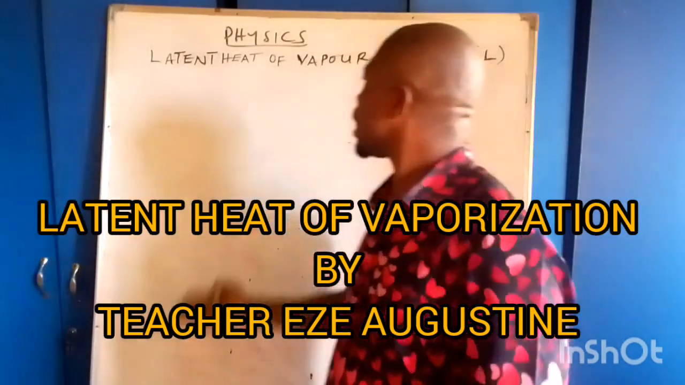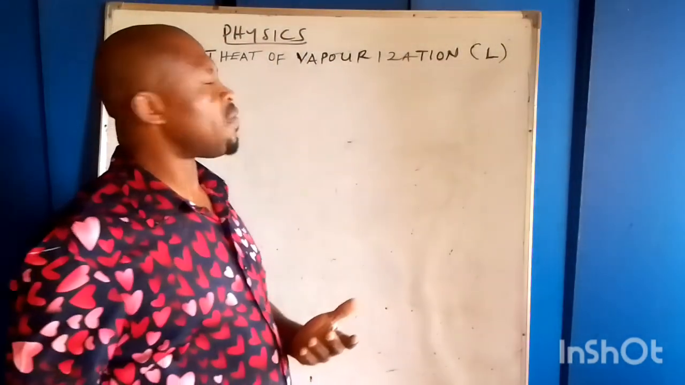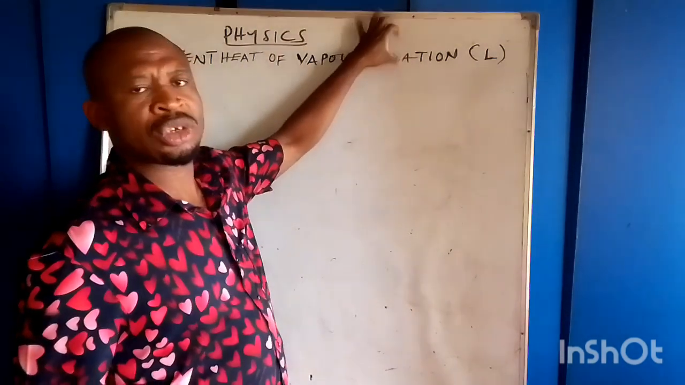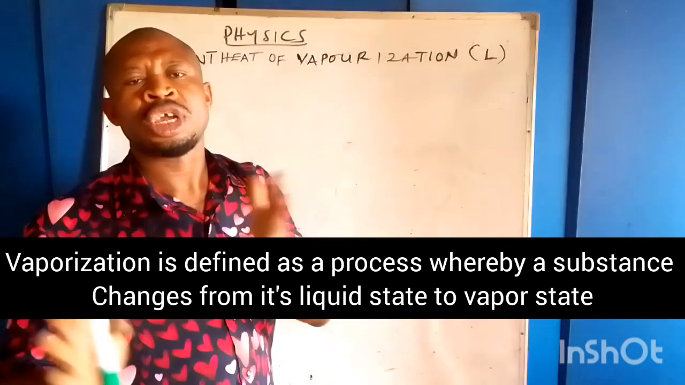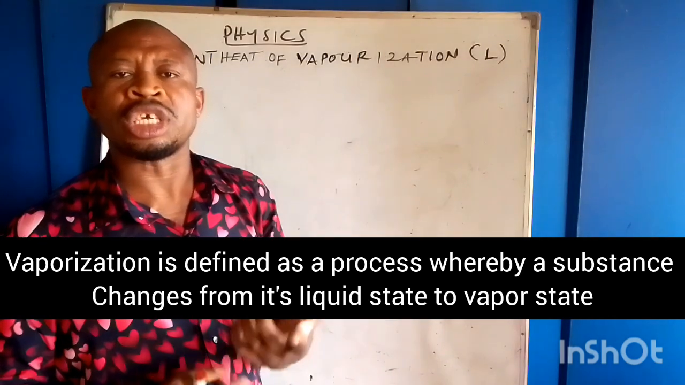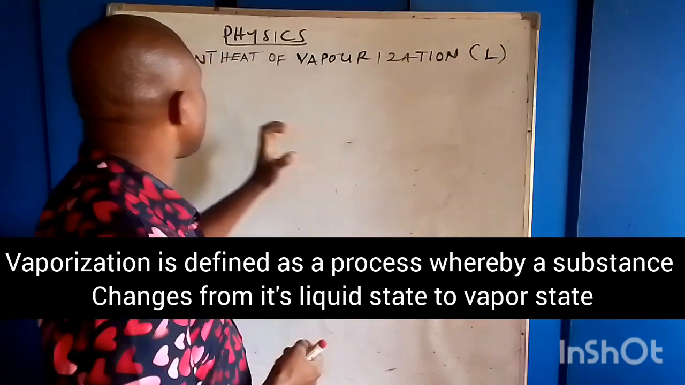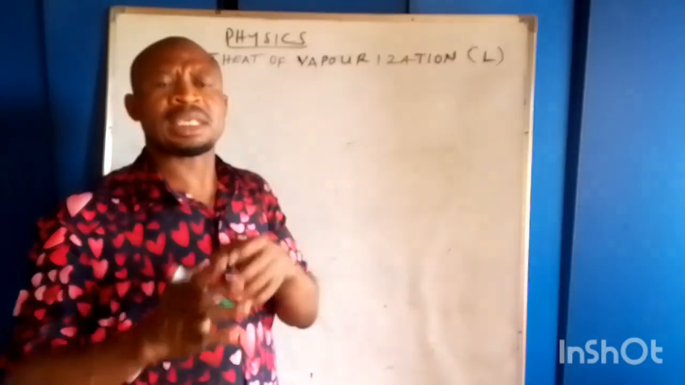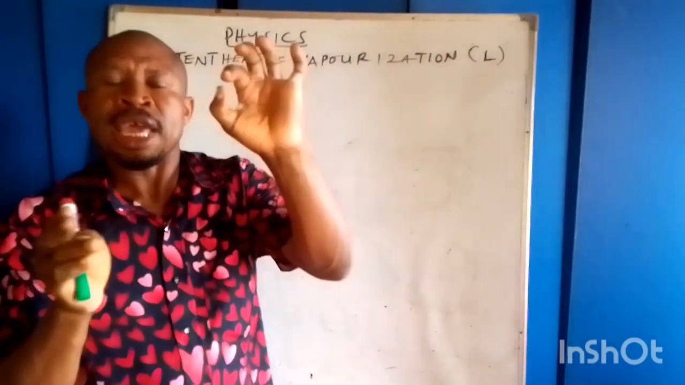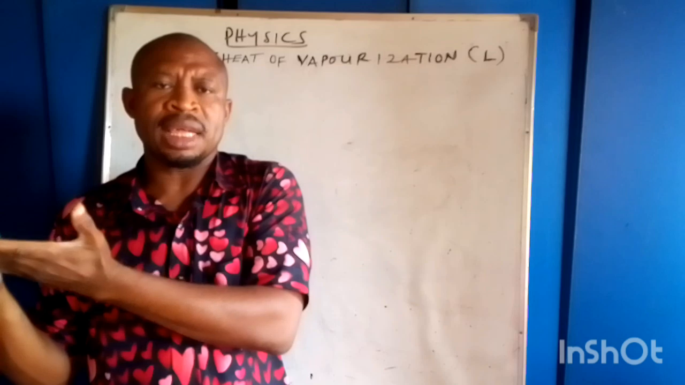I want us to look at latent heat of vaporization. Now, we first take a look at the definition of these terms. Vaporization, in a nutshell, is just a process whereby a substance changes from its liquid state to its vapor state. For a substance to change from its liquid state to its vapor state, it occurs at a certain temperature, much like when we discussed latent heat.